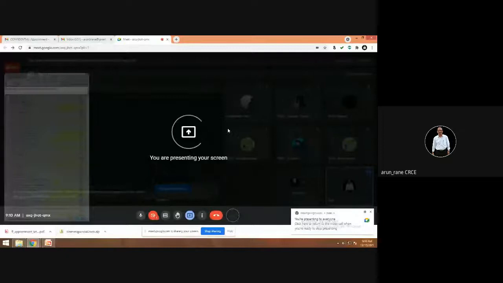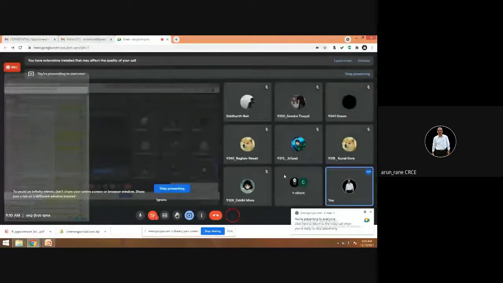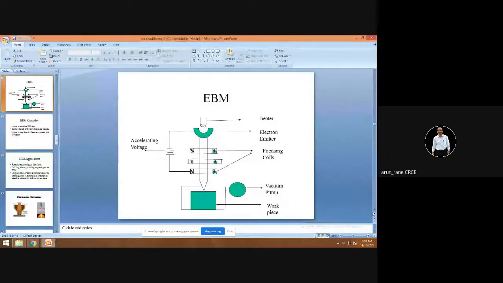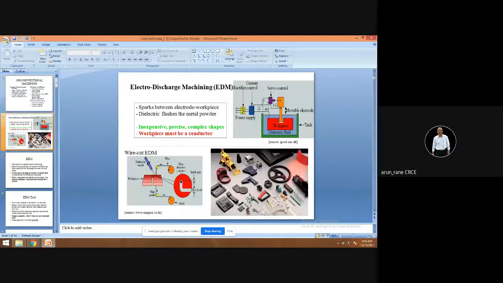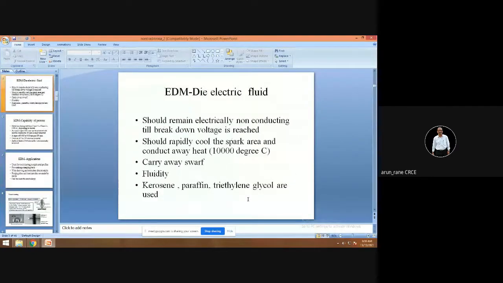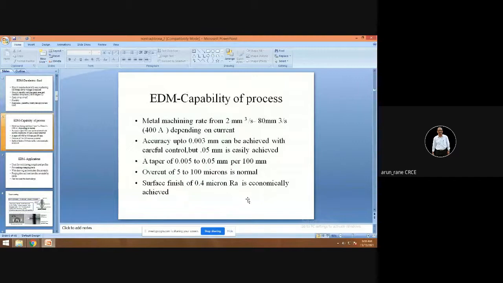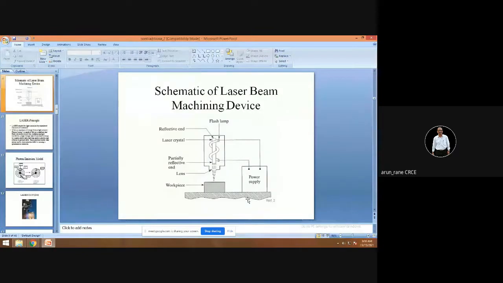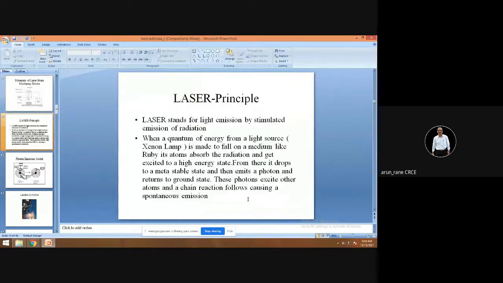So we were discussing unconventional machining. We discussed, just to recap, we started with EDM. EDM, I briefed you a little bit. EDM we will be studying in detail. Then we talked about laser cutting, and this is a diagram which is useful for your examination purpose.